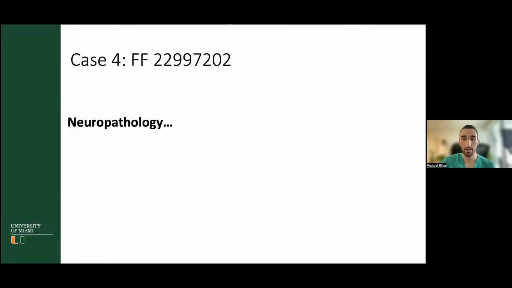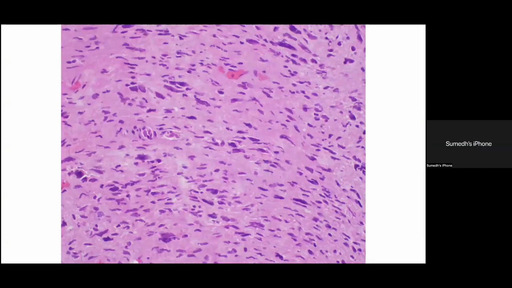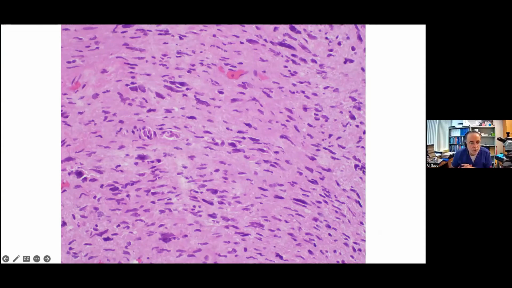So we'll go to the neuropathology now, Dr. Saad. Okay, thank you. So this is the tumor. Here you can see what we call significant atypia and pleomorphism, meaning the tumor cells are variable in size and shape, with some cells having irregular nuclear contour and hyperchromasia. Next slide, please.